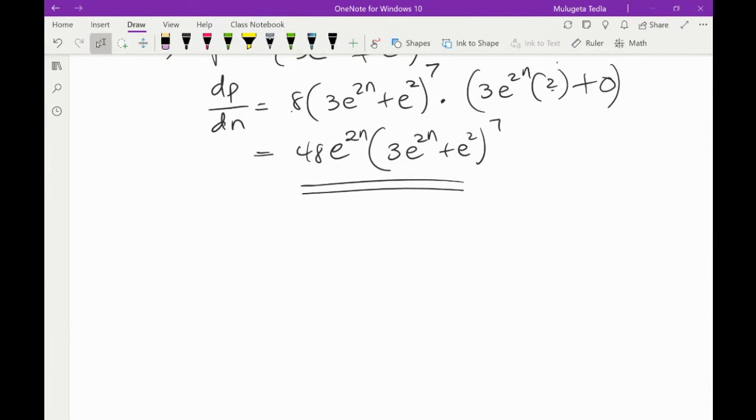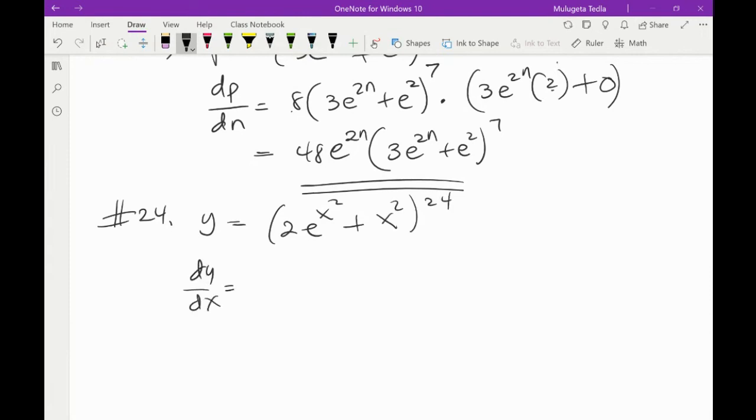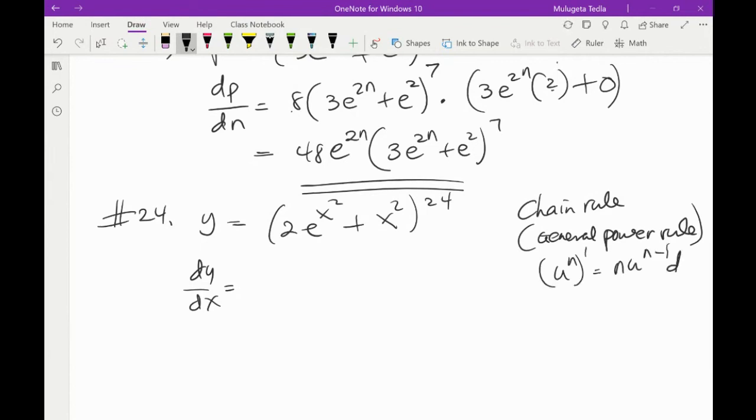And maybe we should do number 24. y equal to (2e^(x^2) + x^2)^24, and dy/dx becomes, then again it's a chain rule or general power rule. If we are given u^n, the derivative would be n u^(n-1) du/dx. That's what I'm going to apply.